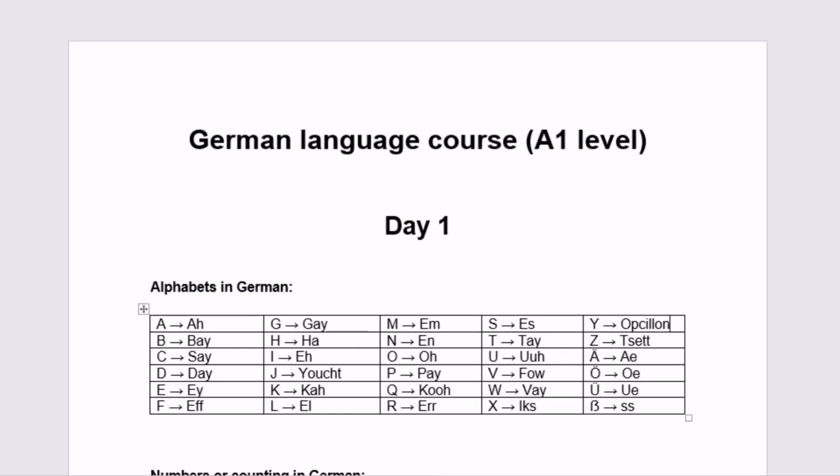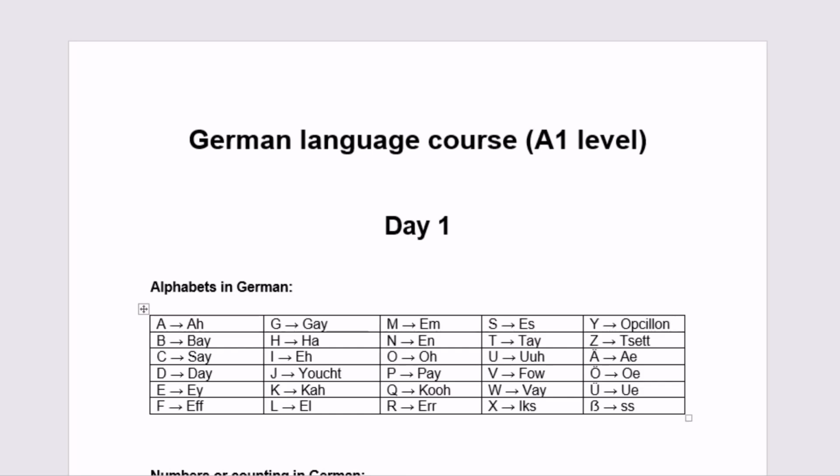Now let me tell you a trick. We have this Z and S. This S and Z are the opposite of each other. Here this is Z, but its pronunciation is different. If we use this in a word, the pronunciation will be completely different, and Z will sound like S and S will sound like Z.